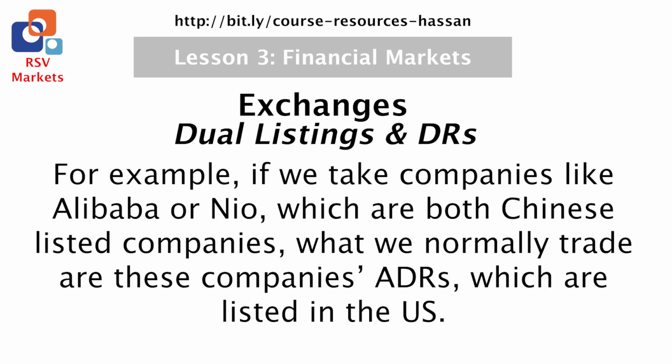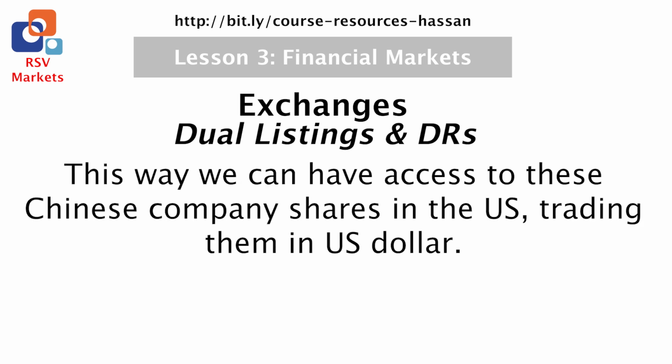For example, if we take companies like Alibaba or NIO, which are both Chinese listed companies, what we normally trade are these companies' ADRs, which are listed in the US. This way, we can have access to these Chinese company shares in the US, trading them in US dollar.